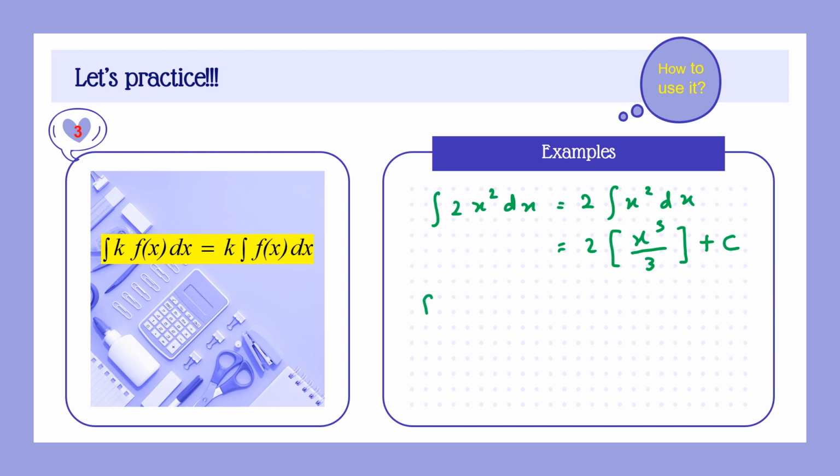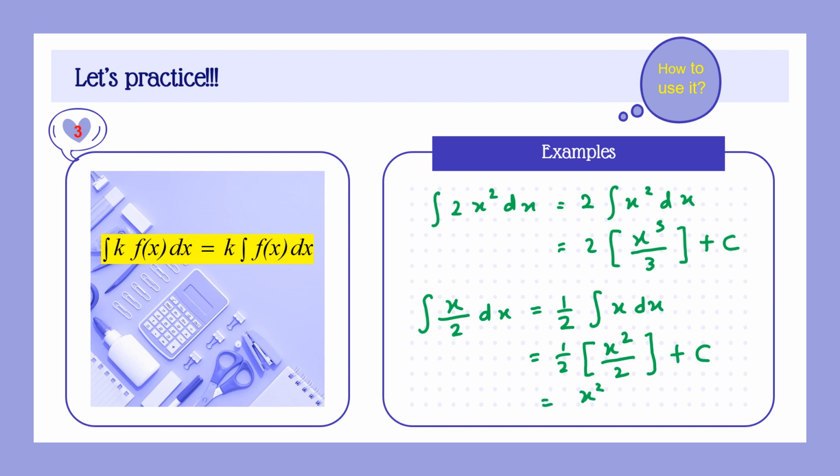Let's say we have integrate x over 2 dx. So this one we bring out 1 over 2, then integrate x dx. 1 over 2 multiplied by integrate x dx, we get x squared over 2 plus c. And then we simplify, we get x squared over 4 plus c.